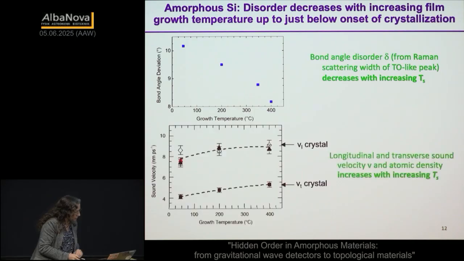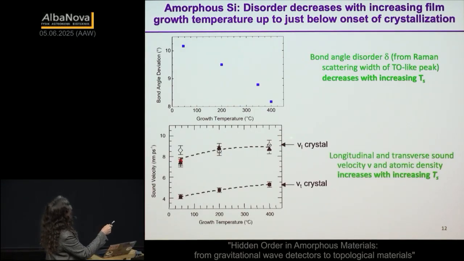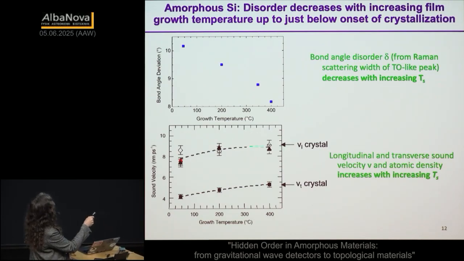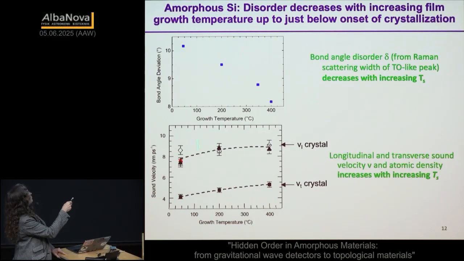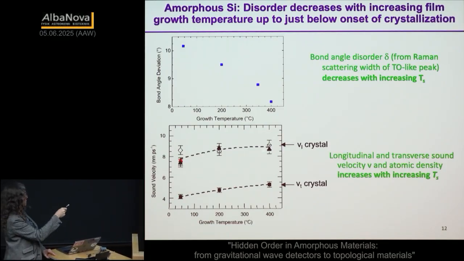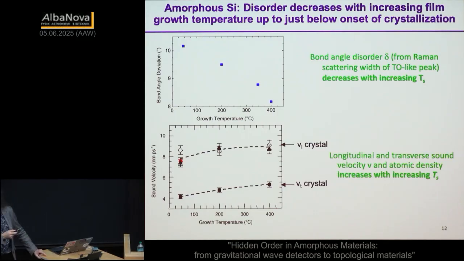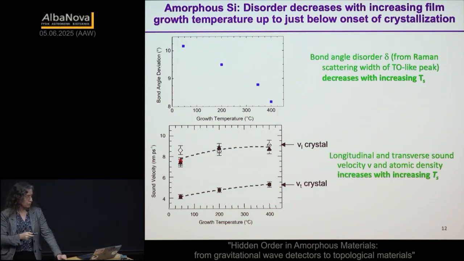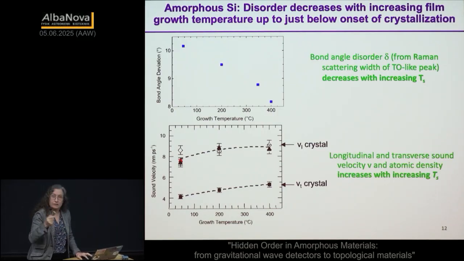You can do other things like sound velocity. You can measure the sound velocity. There's the crystalline values, longitudinal and transverse. And what you find is when you grow it at room temperature, the sound velocity is a little bit lower. Then as I start growing at higher temperatures, the sound velocity gets really close to that of the crystal, both of them. So, okay, there. A little bit of structure.